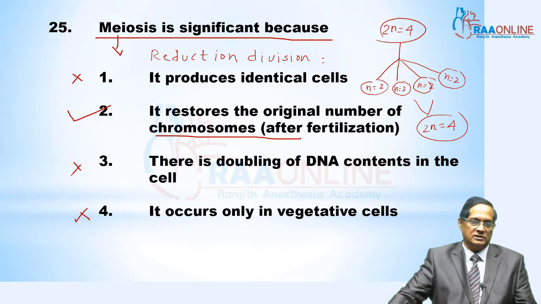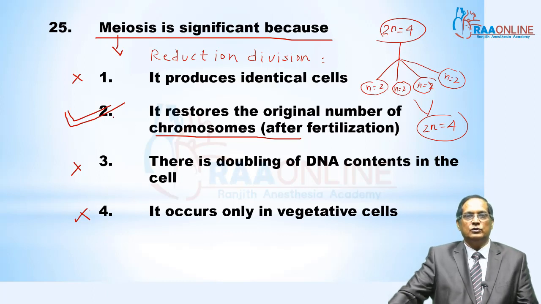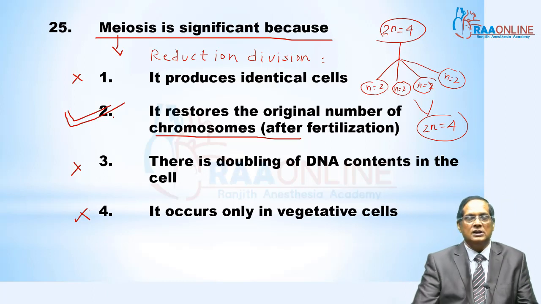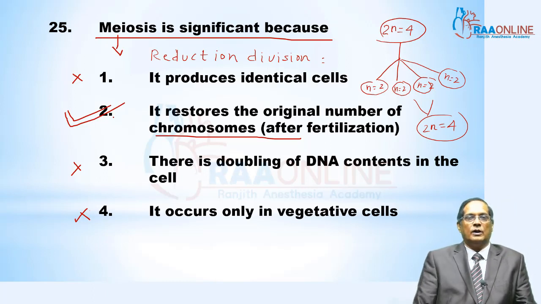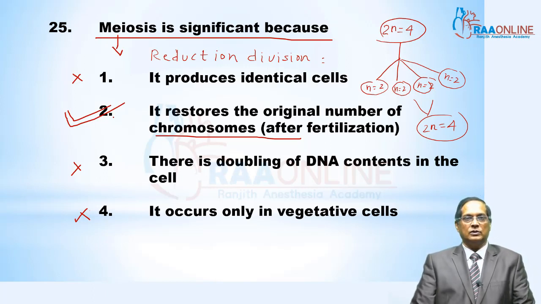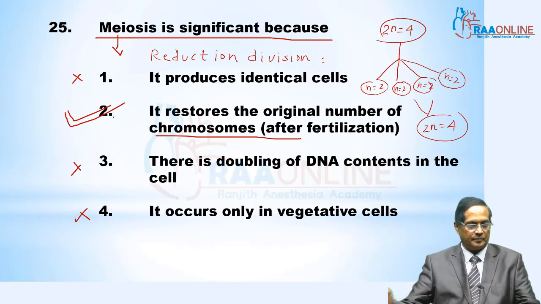So all these are wrong except this one, that due to meiosis this number is restored, because after meiosis those cells are formed. If they are gametes, they fuse together to form a cell, that is the zygote, and the number of chromosomes as well as the genome is restored in the zygote, as it was in the parent cell.